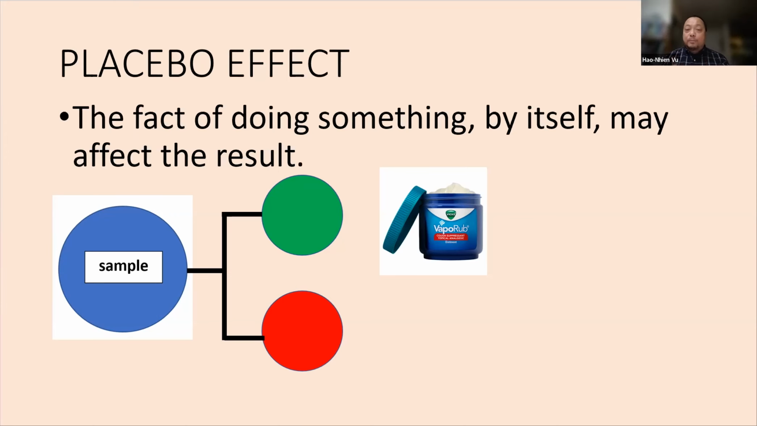But having a group with nothing is not enough. There's a thing called placebo effect. The placebo effect is the phenomenon that the fact that we're doing something with these people by itself may affect the result. The fact that a nurse or a pharmacist or a doctor hands them a jar of vapor up and tells them to use it, that by itself may boost their confidence or something, and they feel better about the stomachache.